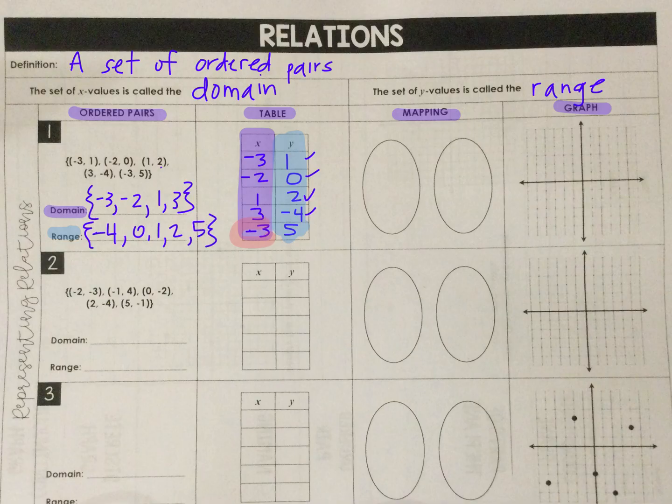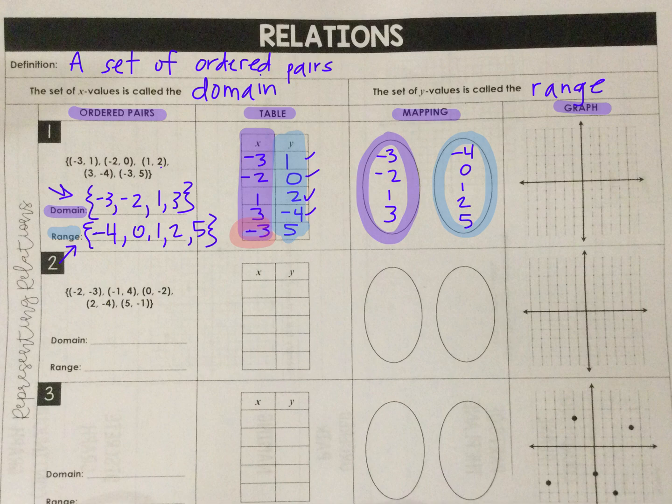When we map, the first circle is always going to be our domain, and the second circle is always going to be our range. We list the numbers in order, so I'm going to take this information right here from the first box, -3, -2, 1, and 3. Then I'm going to take this information right here from the second box, -4, 0, 1, 2, and 5.